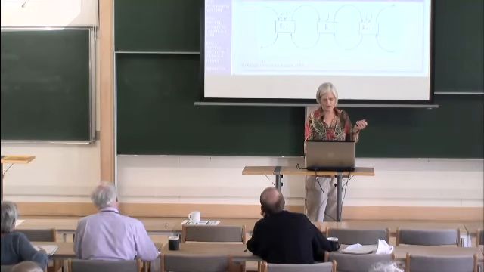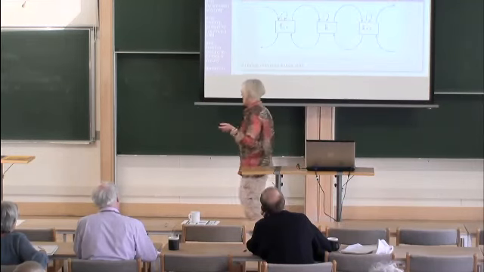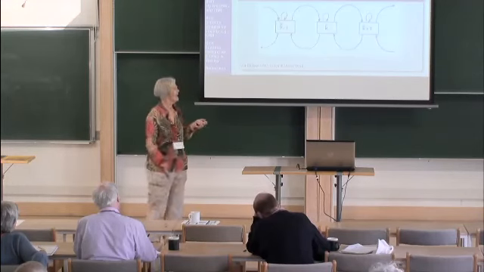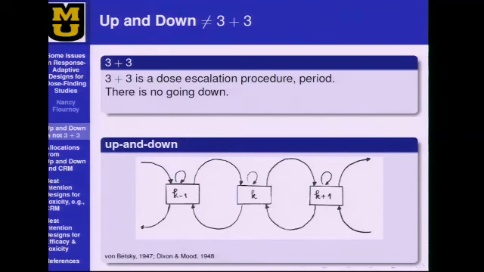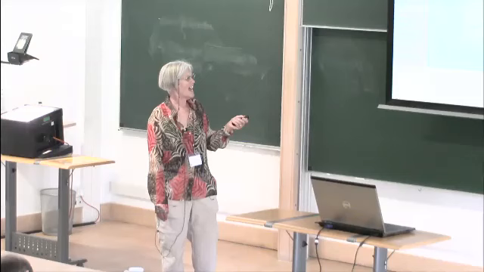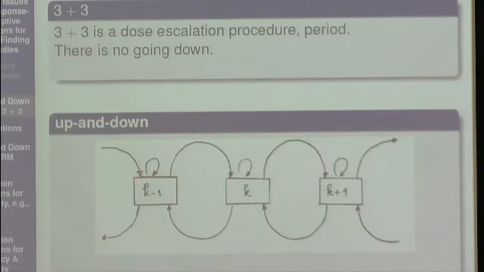So, okay, this slide says it all. The 3+3 is not the up and down. And why is that? Because the 3+3 goes up. There is no down in the 3+3. It is an escalation procedure. The up and down, on the other hand, goes up and down. If you're at dose K, you can go up one step, you can go down one step, or you can stay put.